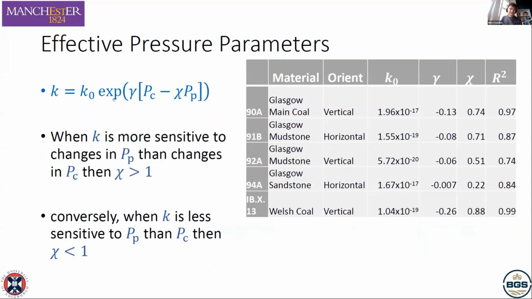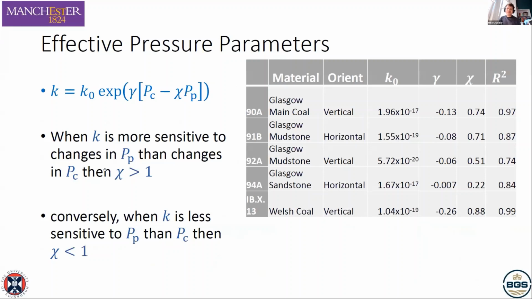And if we do so, we find that basically, the more stress sensitive the permeability is, the higher the absolute value of this number gamma is. So we can see that for instance, the coal is more stress sensitive than the mudstone.